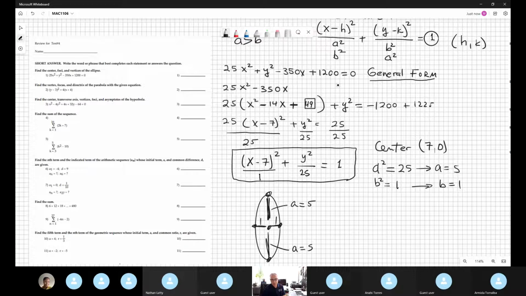I want to find more. I want to find c. Remember, the formula for c is c squared is equal to a squared minus b squared. Because c squared is equal to 25 minus 1 is 24. Therefore, c alone is square root of 24. We put it in a calculator, it is 4.899 approximately, using 3 decimal places.